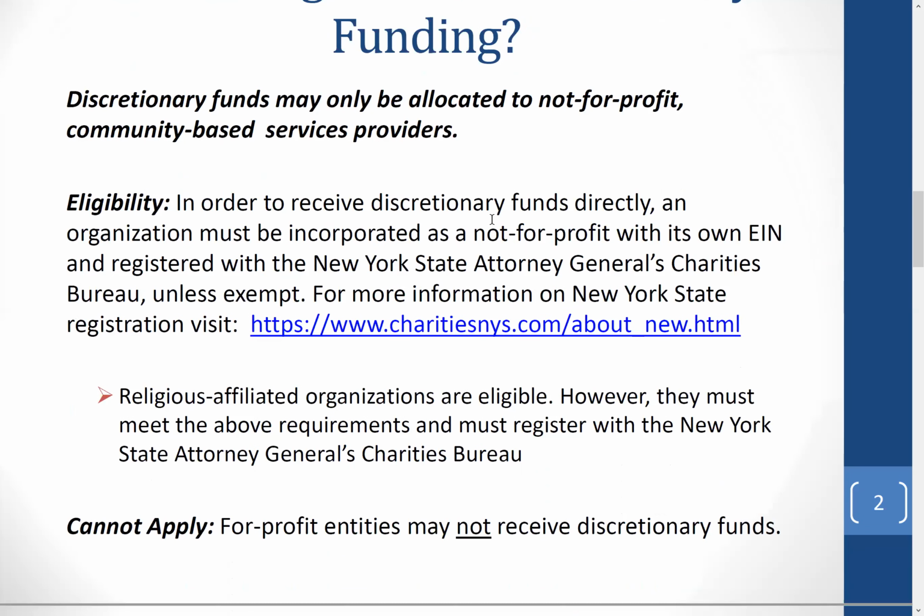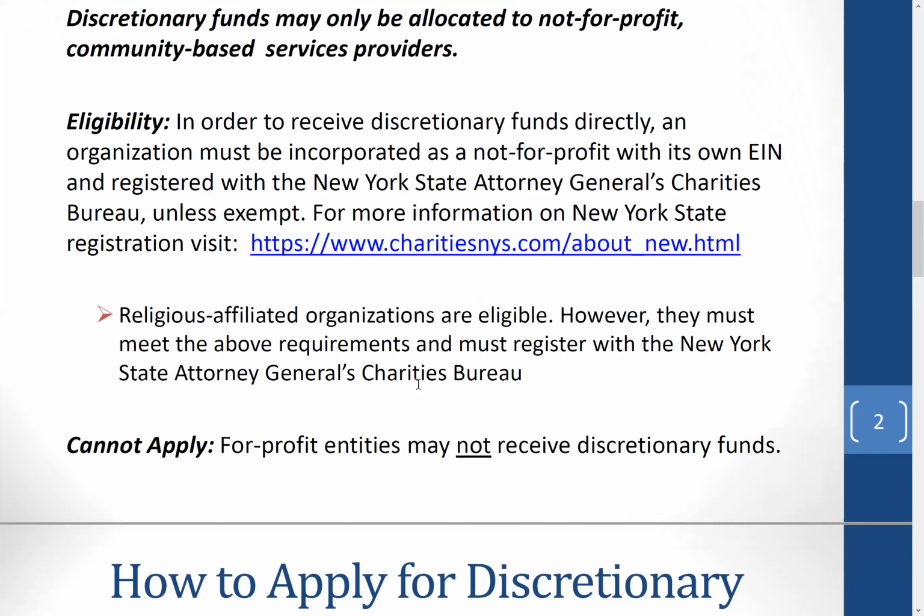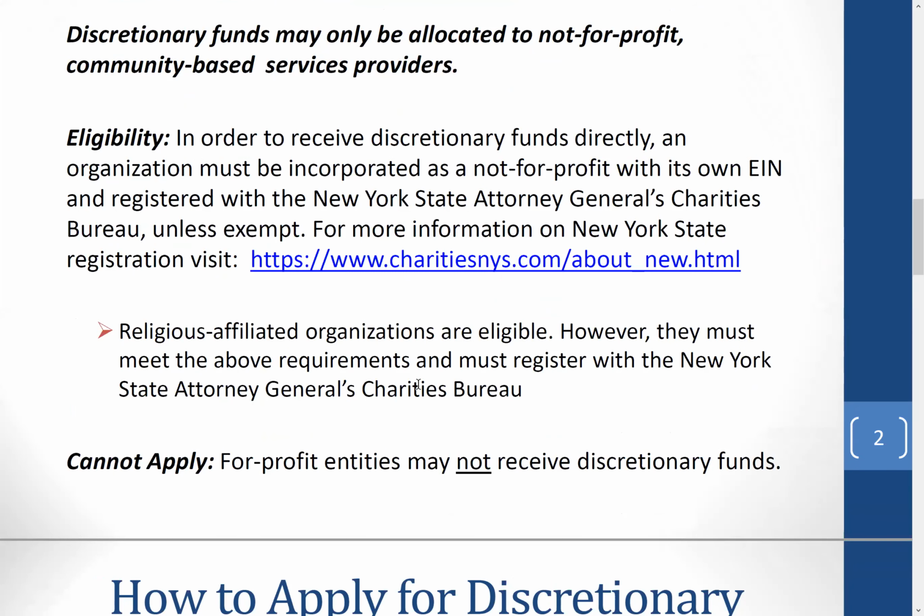Some exemptions that I know of or that I've been familiar with are religious organizations. They are exempt and they are eligible for funding. And some schools like charter schools and whatnot are usually exempt. Who cannot apply for discretionary funding? For-profit entities are not eligible under any circumstance.